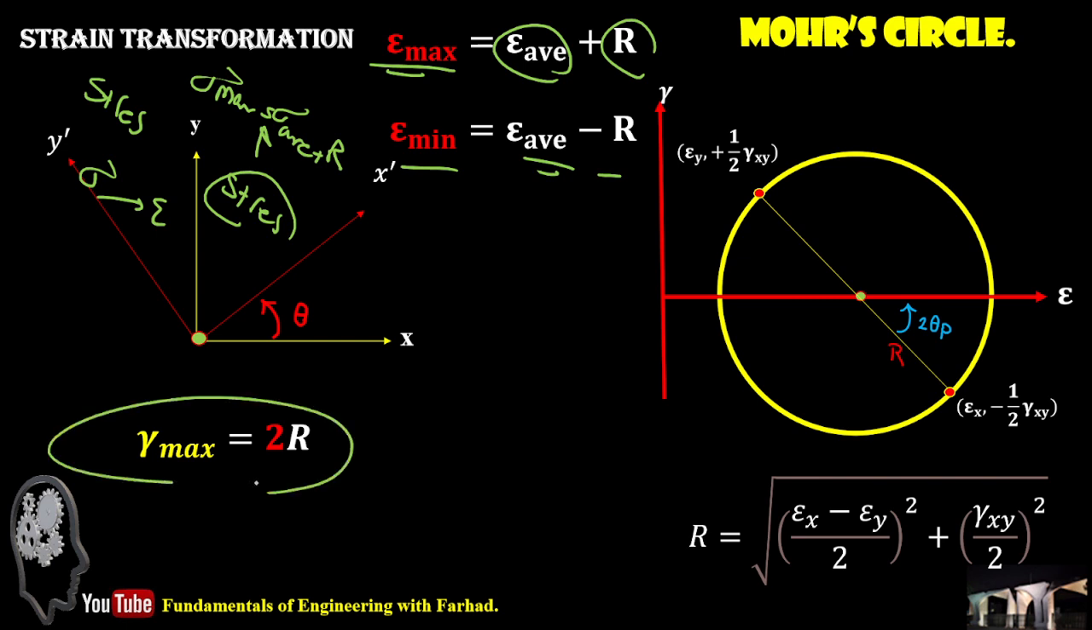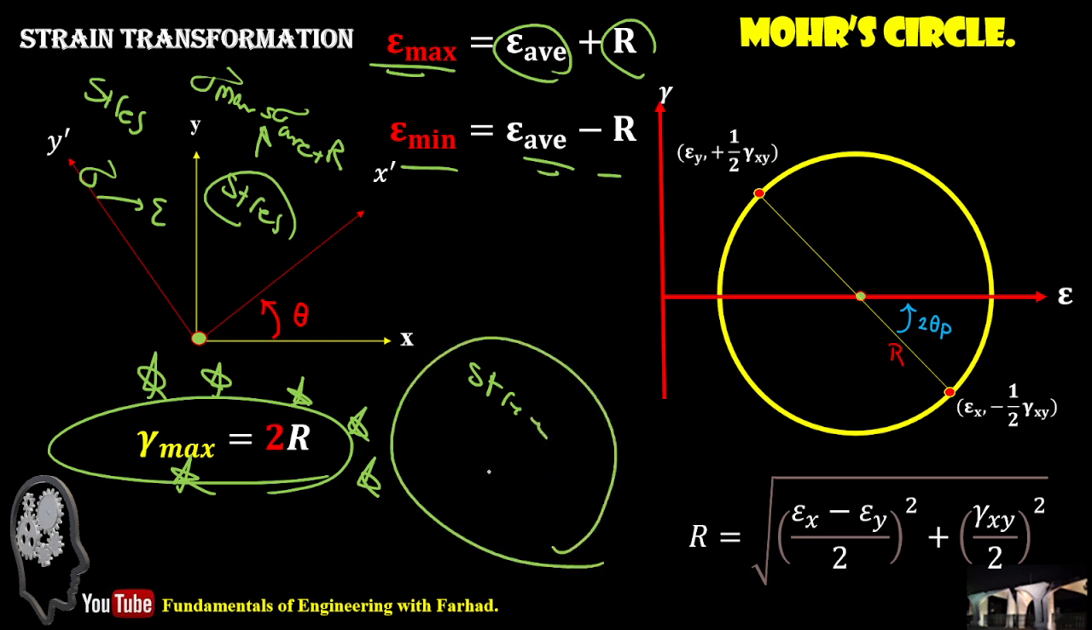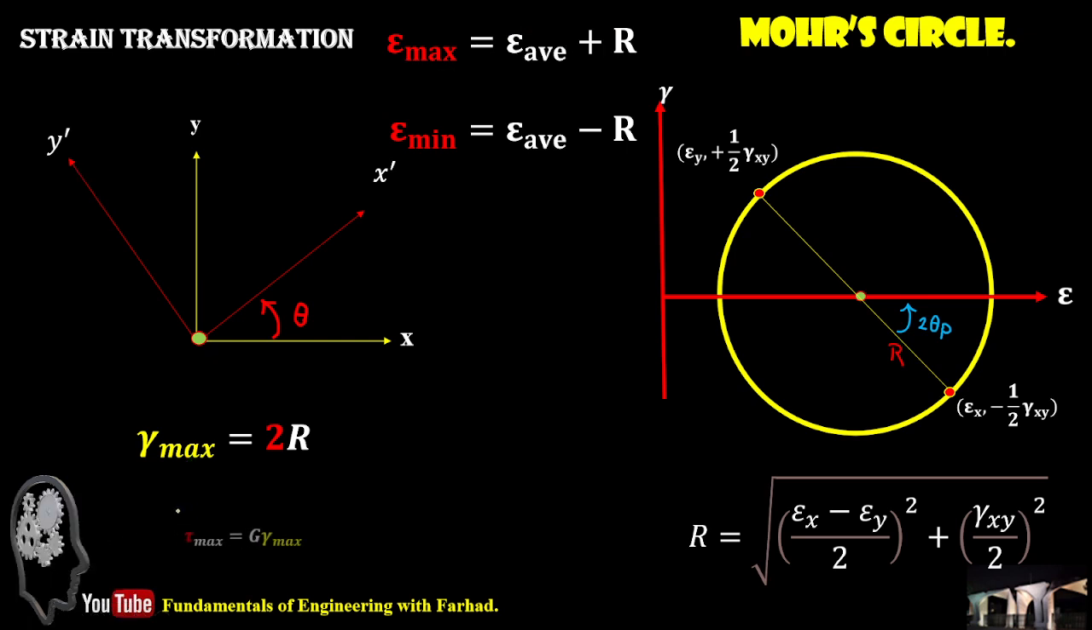And be careful, gamma maximum this time is equal to 2R. If you remember, in Mohr's circle of stresses, tau maximum is equal to R, but in a strain, gamma maximum is equal to 2 times R. And likewise, tau is equal to G times gamma. That's simply Hooke's law in shear.